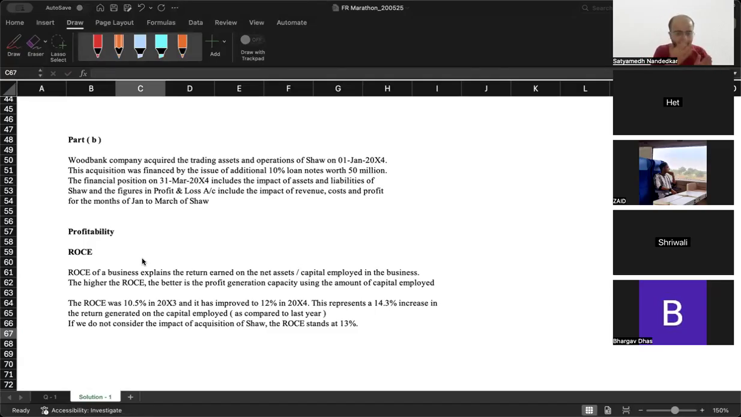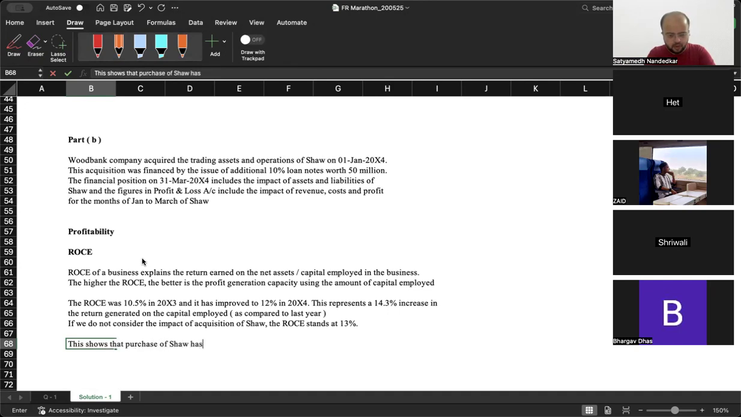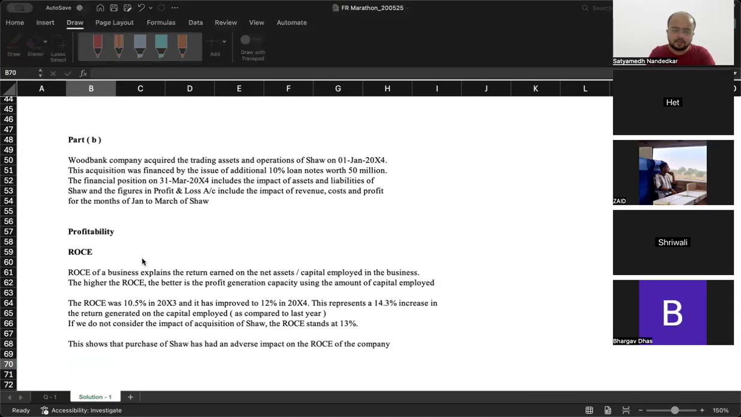पहले 10.5 था, it became 12 combined. If you remove Shaw, it is 13. Can I say that this implies that the purchase of Shaw has had an adverse impact on the ROCE of Wood Bank? This shows that purchase of Shaw has had an adverse impact on the ROCE of the company. ये एकदम स्ट्रेट फॉरवर्ड इंटरप्रिटेशन हो गया. अब यहाँ पे there is one more thing that I would want to write.